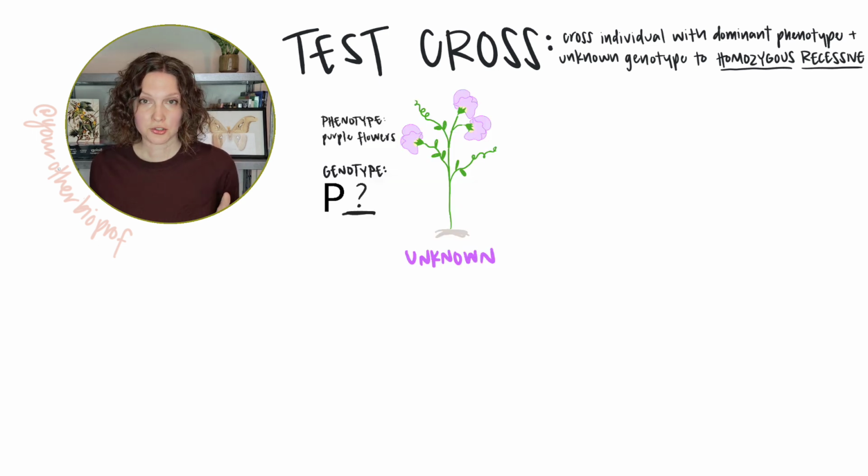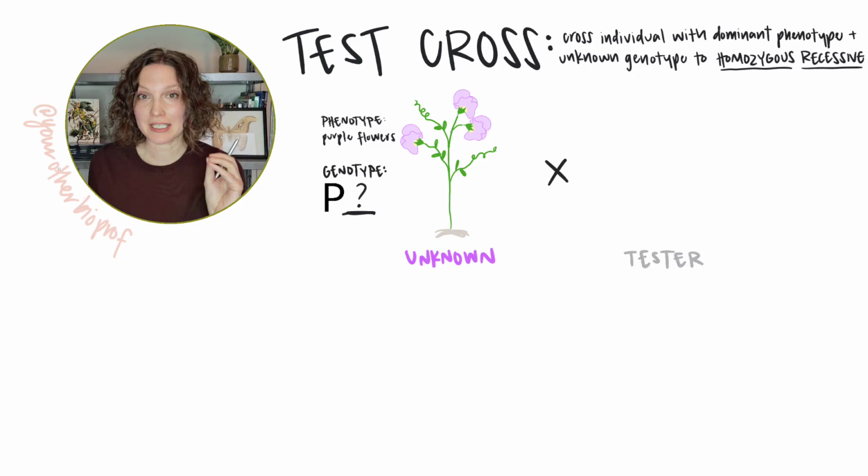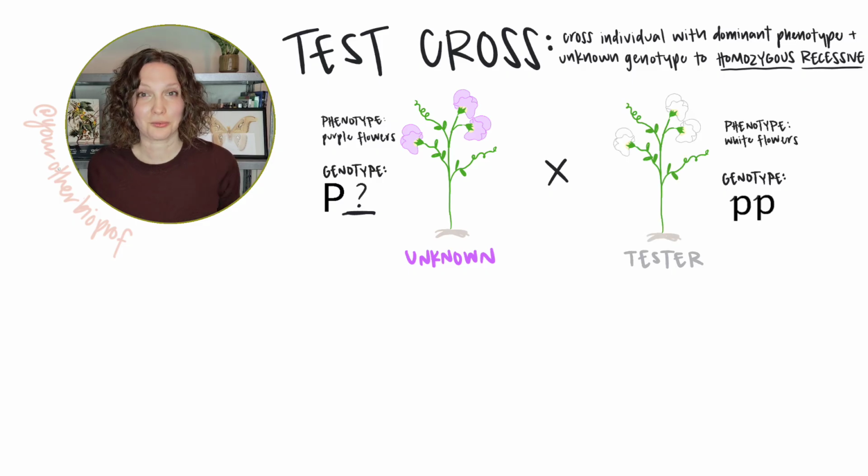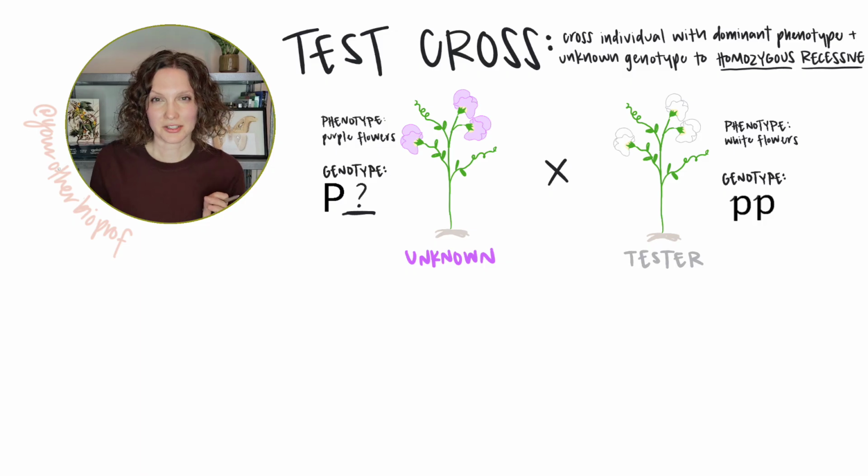So in order to test cross our mystery purple flowered plant, what genotype will the other parent, the tester individual, have? Little p, little p, right? Homozygous recessive. And what would its phenotype be? Perfect, white flowers. Let's look at the test cross.